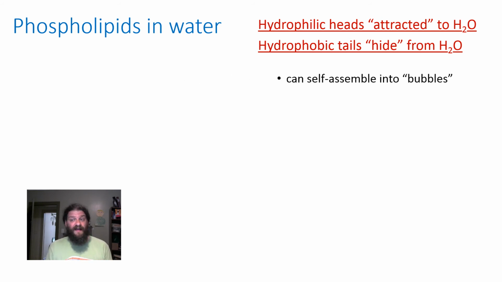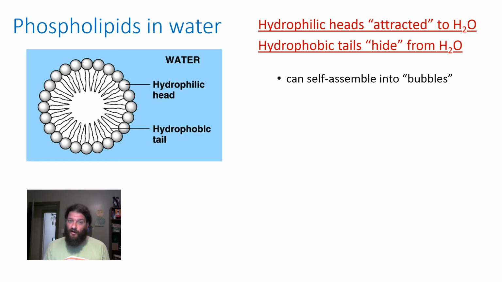And so where can they hide? Well, they can hide in the tails of other phospholipids. And so they'll spontaneously form these structures called micelles, where the tails are all nested together, making a nonpolar area on the inside, and the heads are all on the outside mixing with the water, which of course is polar.